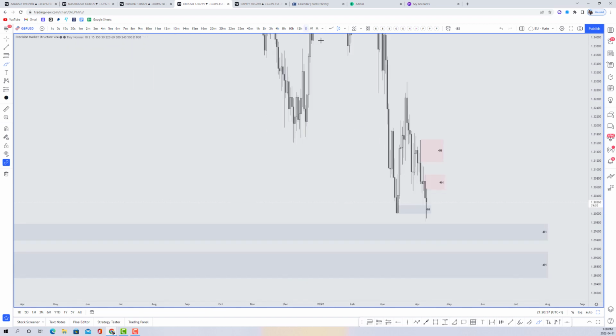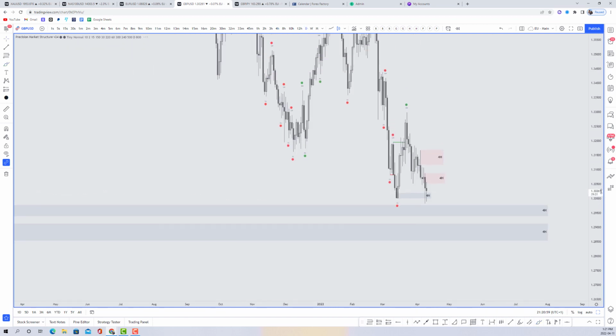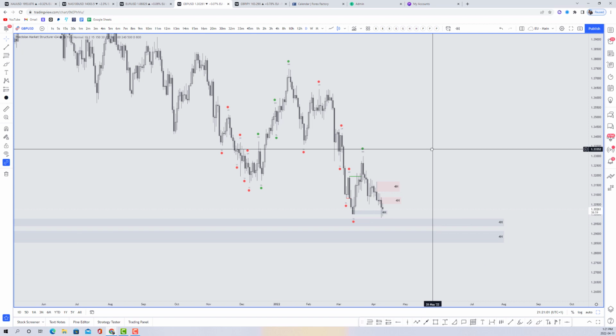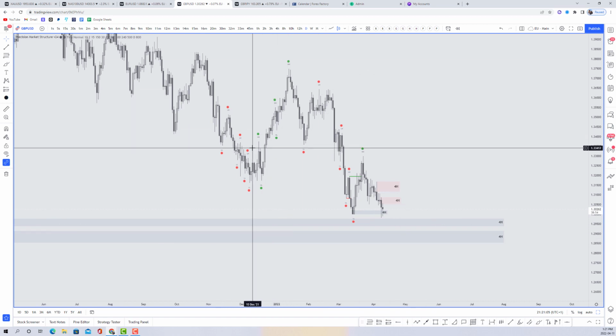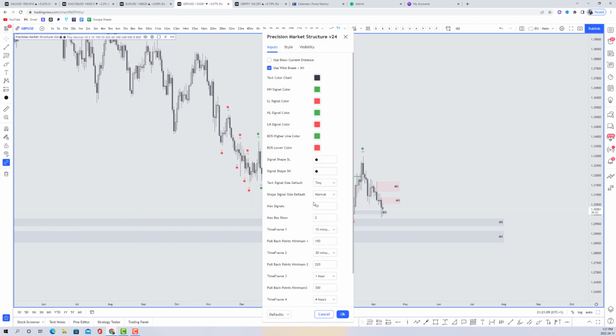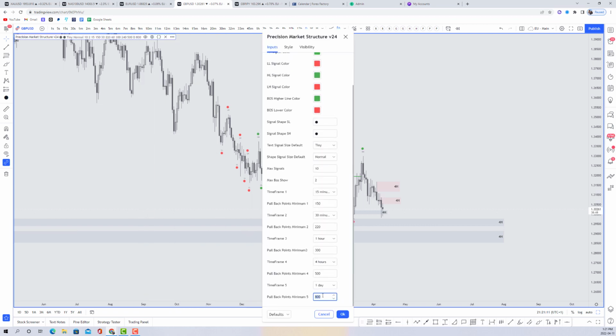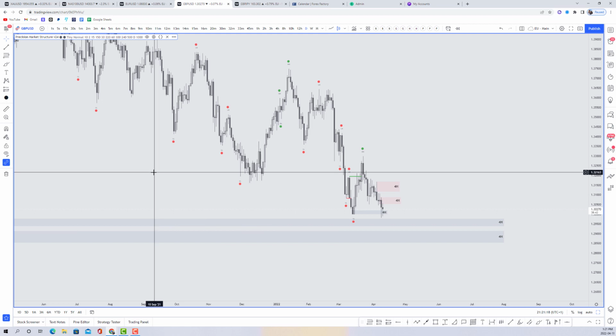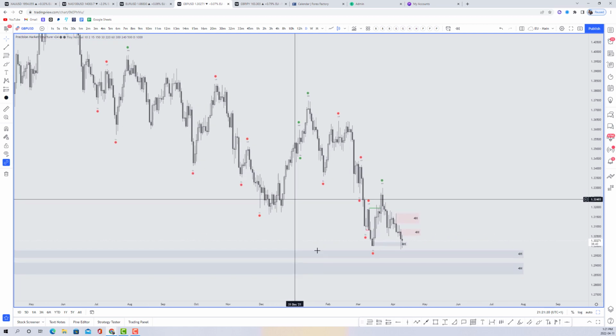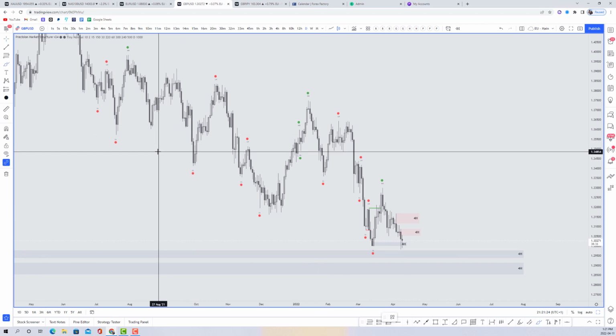Now if I go to the daily, once again, we do get a few too many dots, and sometimes structure does get ugly, and unfortunately, the only thing you can do is try to play with the pullback numbers. And sometimes structure just has to be a little uglier than you want. So that did actually clean it up quite nice. This is how I like to see daily market structure.